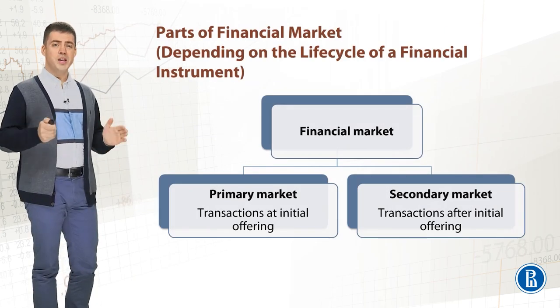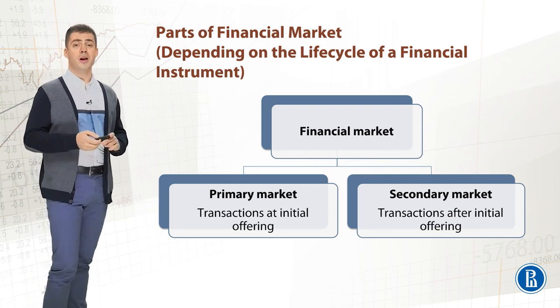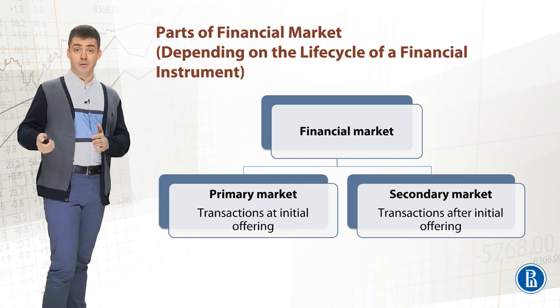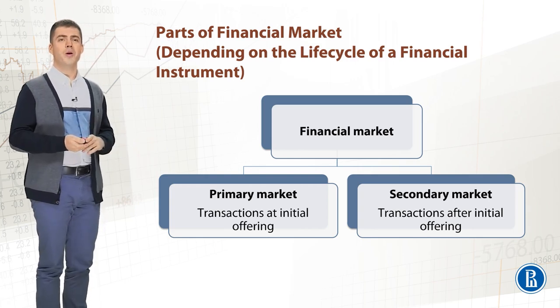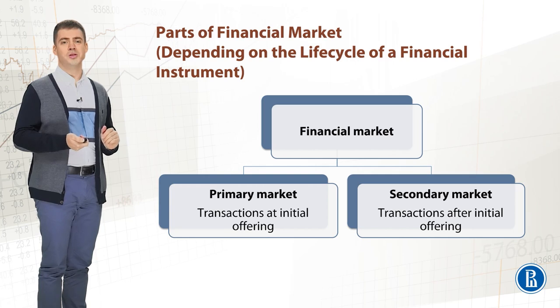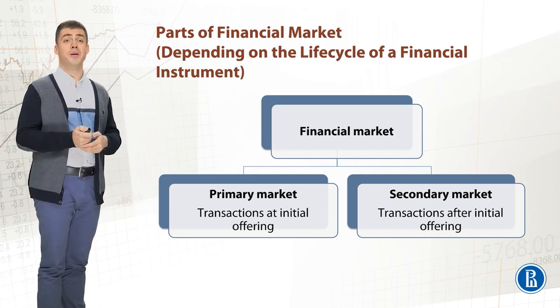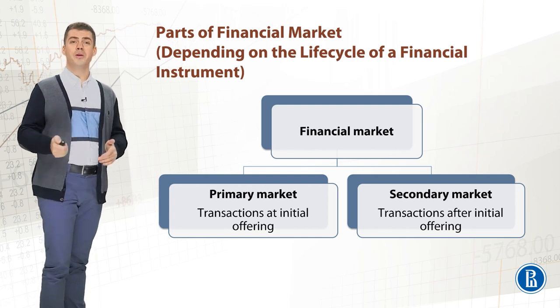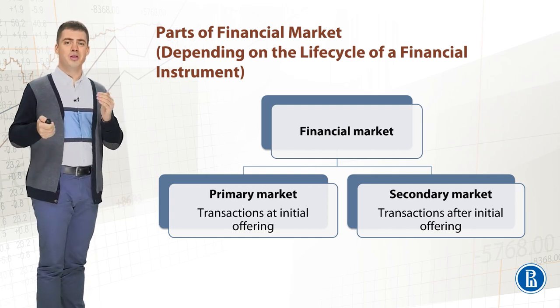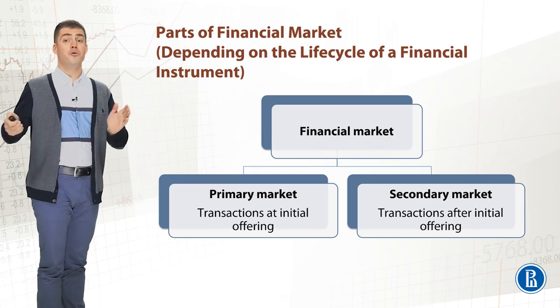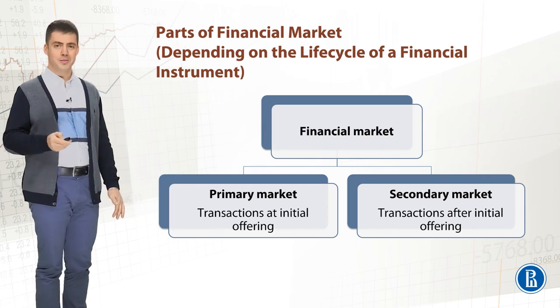Depending on the stage of the economic life cycle, we can distinguish between primary and secondary financial market. The primary market is the market where transactions are made at initial offering or at introduction of the financial instruments. However, the secondary market is the market for all the transactions following the initial offering.